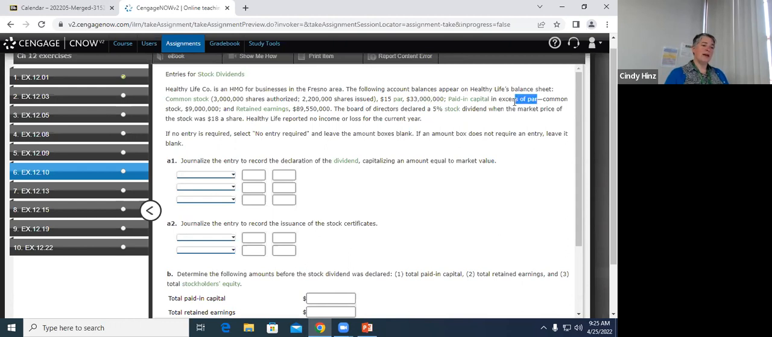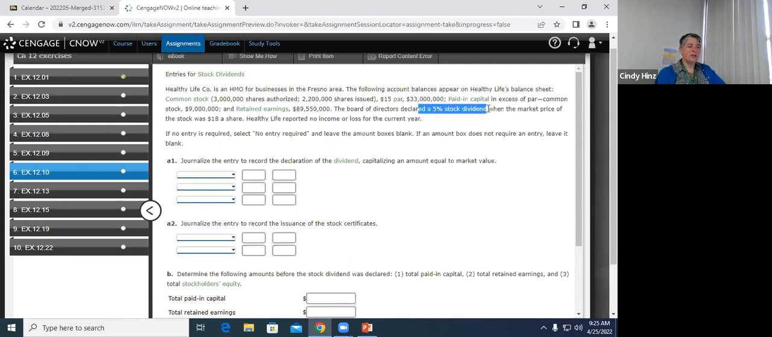Then again, last class we saw that when we sell the stock for more than its par value, anything beyond the par or stated value is going to get credited or added to that paid-in capital in excess of par. And you can see that the shares that we have sold in the past were sold for $9 million total over the par value. This company's also been around for at least a little while and has been making money. And so they have retained earnings of close to $90 million.